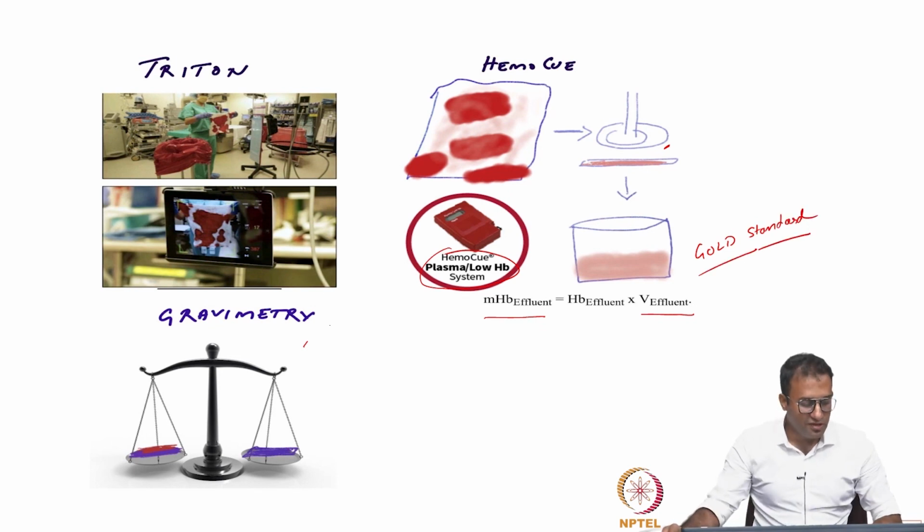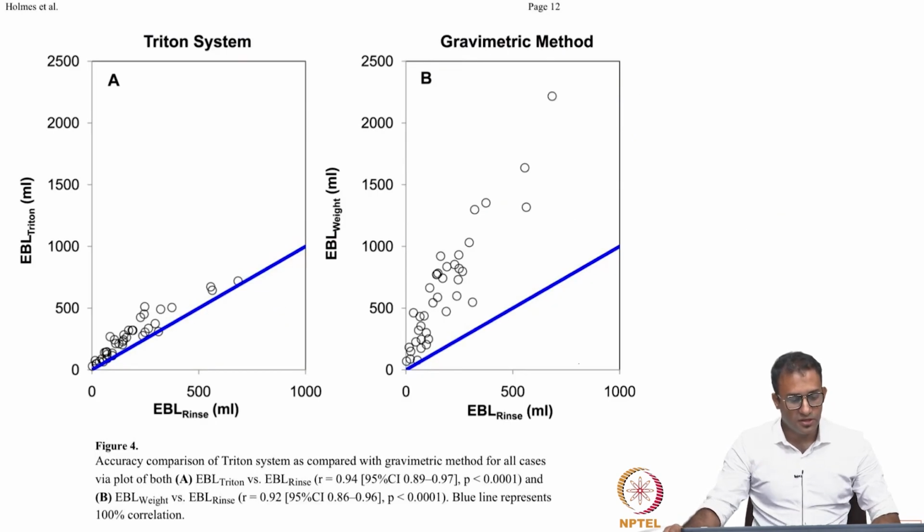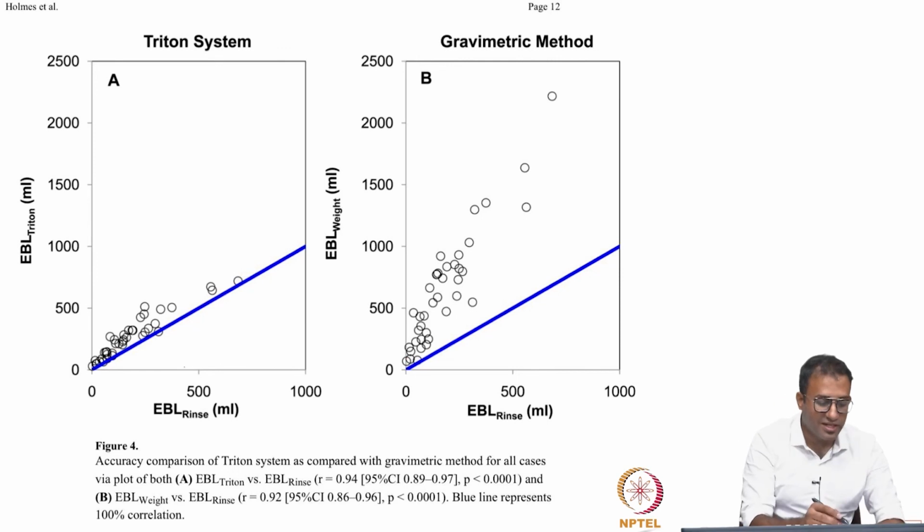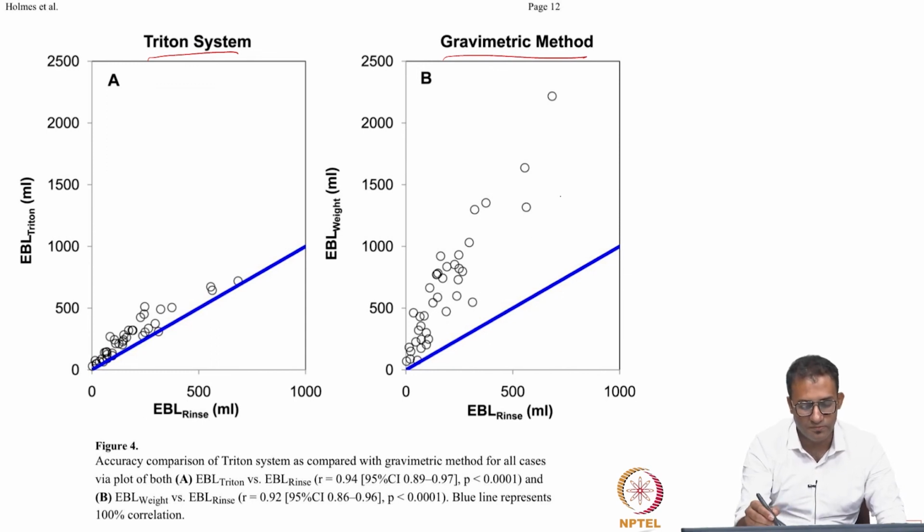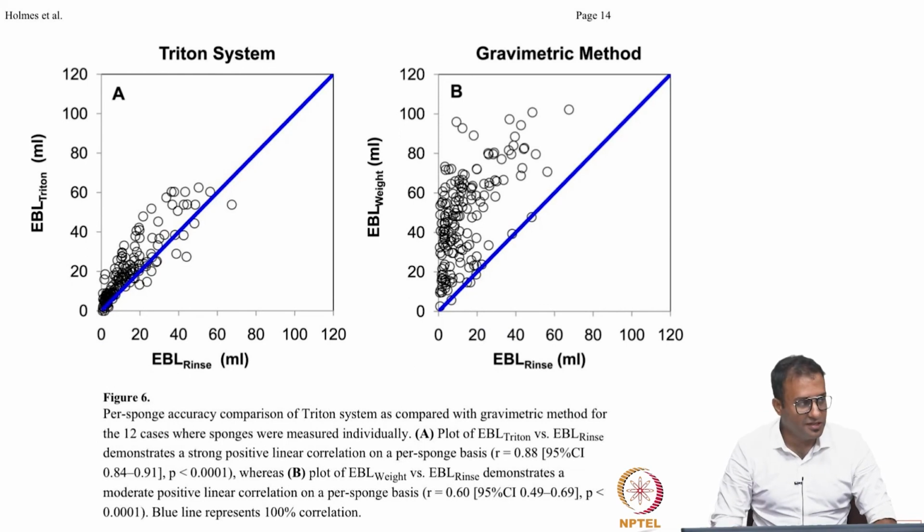So when comparing the results of the Triton and the gravimetric analysis to the gold standard, they found that this blue line indicates 100% correlation. So this is the Triton system and this is the gravimetric analysis. They found that accuracy of the Triton system correlates much more in this particular plot compared to the gravimetric, as you can see here. So this is another similar plot where they have compared the per sponge accuracy of Triton along with the gravimetry, and again Triton seems to be much more accurate.